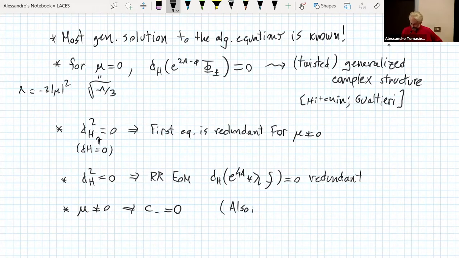So all compact solutions. So if mu is zero, but there are orientifolds or planes, then C minus is zero as well. So basically this C minus is only useful for non-compact solutions, which of course are not what we're interested in.